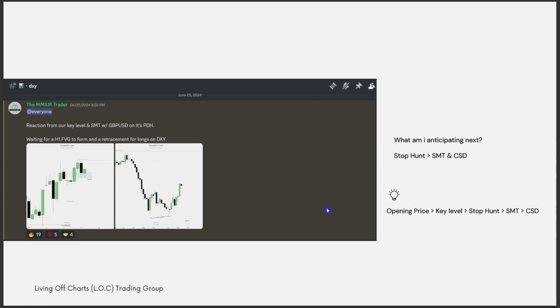So what are we expecting? Opening price into a key level, need to see a stop hunt, then SMT is very important, and a change in the state of delivery will confirm the entire move.